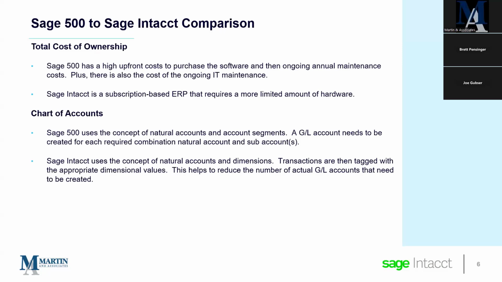Chart of accounts. Sage 500 uses the concept of natural accounts plus account segments. A GL account will need to be created for each required combination of natural accounts and sub-accounts that you have in the system that you want to be able to post to. Sage Intacct, on the other hand, uses the concept of natural accounts and dimensions. Dimensions replace your sub-accounts. You don't need to create all the possible combinations of those out there because transactions are just tagged to the appropriate dimensional values, and this helps reduce the amount of GL accounts that need to be created.